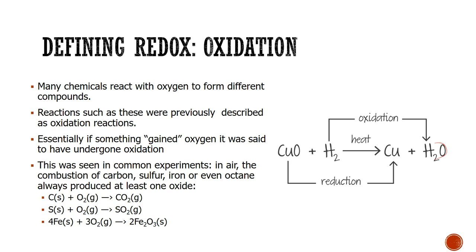We can see this also when we have carbon or coal reacting with oxygen to form CO2, or sulfur to form SO2, or even in the rusting process where we have iron solid reacting with oxygen to form iron oxide. All these processes could be considered oxidation because they were having oxygen being added in with another element.